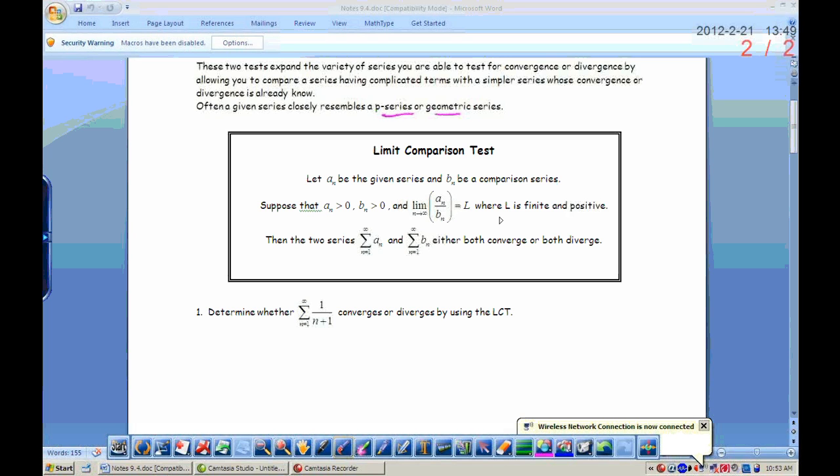All right, so I think the easiest thing is just to jump into an example and show this to you. We're going to try to determine whether the sum of 1 over n plus 1 converges or diverges. Now, we could use the integral test to do that because we do know how to integrate 1 over x plus 1. We would use natural log to do that. But that's really, really similar to a p-series. So what p-series would 1 over n plus 1 be similar to?